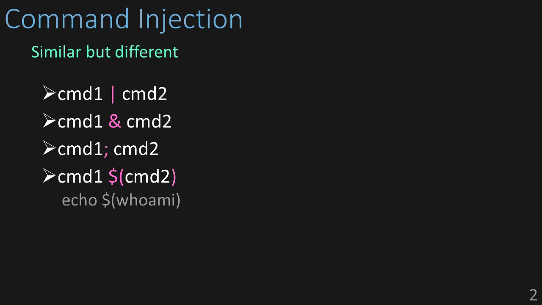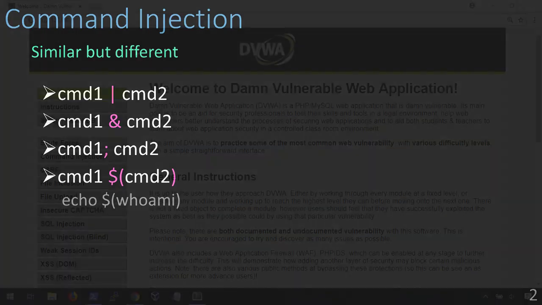Now, what if the user types in my text file followed by a pipe or an and? Then they could run a second command along with it. So it could wind up being cat my text file and list directory. From there, they could craft a command that would allow them to execute a backdoor or perform other post-exploitation attacks. So let's see what this looks like.